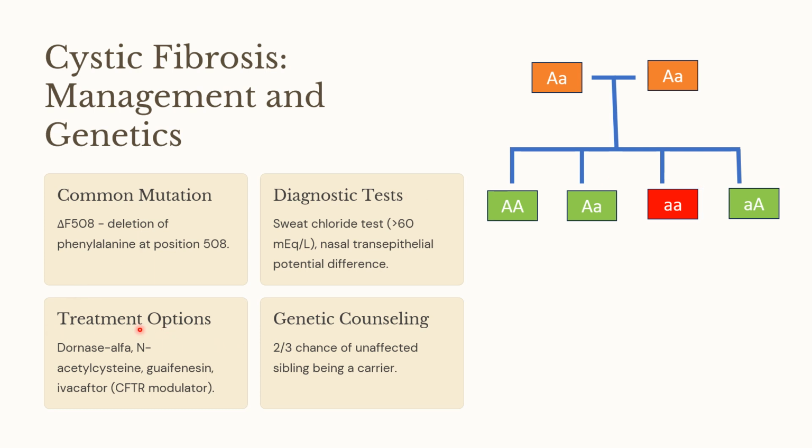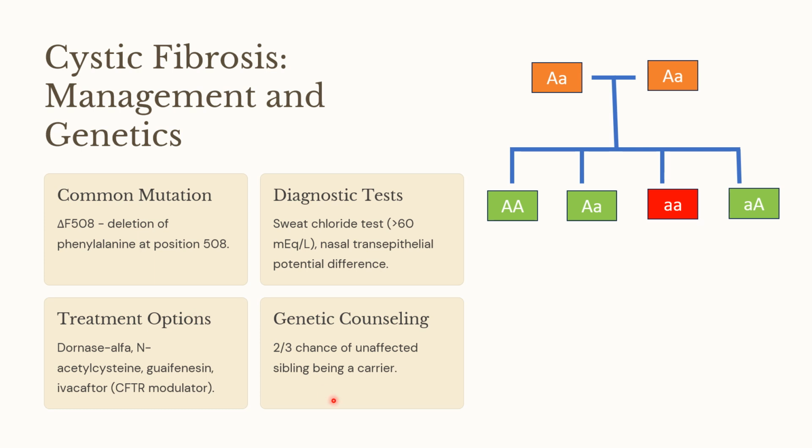What are the treatment options for cystic fibrosis? Dornase alfa. This is a DNase that helps to clear the mucus from the respiratory tree. N-acetylcysteine. This has SH groups that can help break down the mucus. Then guaifenesin. It will soften the mucus. Ivacaftor is a cystic fibrosis CFTR modulator that can help the protein function properly. These four are the important treatment options in cystic fibrosis.